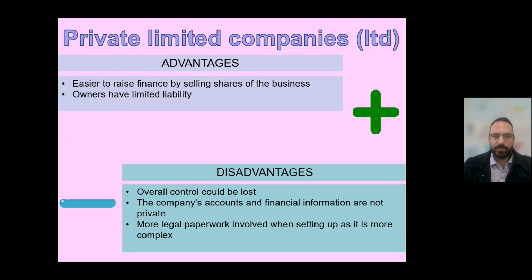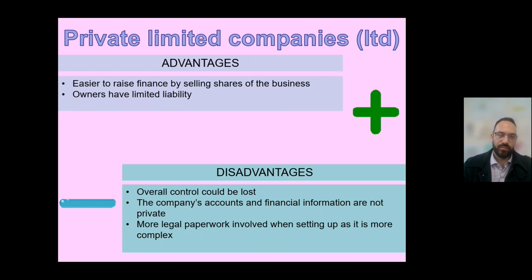So private limited companies, it's easy to raise finance by selling shares of the business, which means you need to raise a whole heap of money. You can sell 20% of the business for £250,000 or whatever your business is deemed valued at. But the owners have a limited liability.